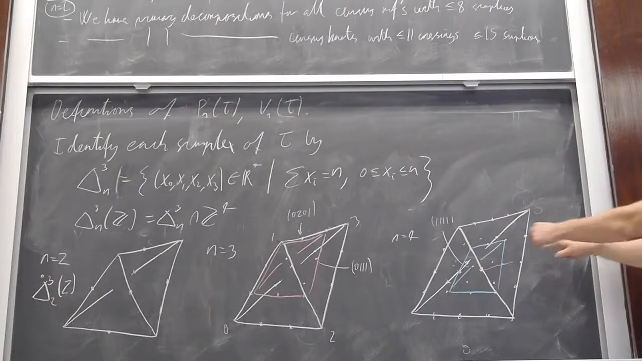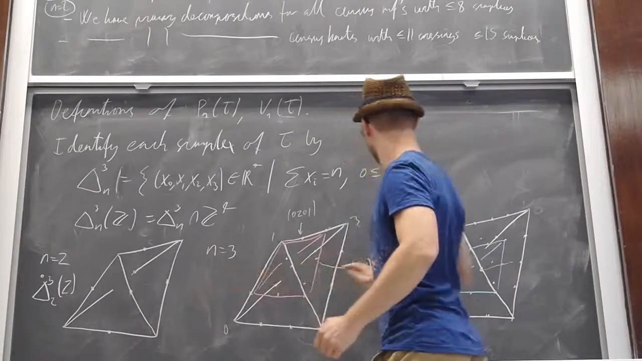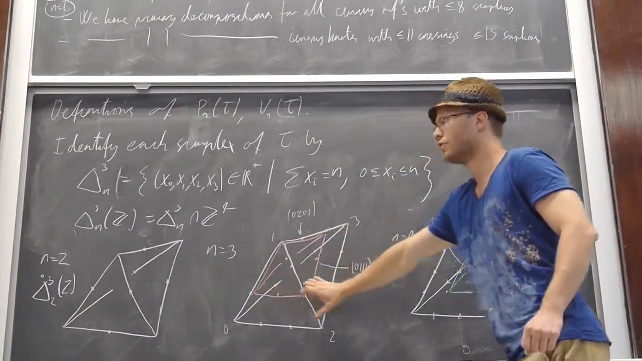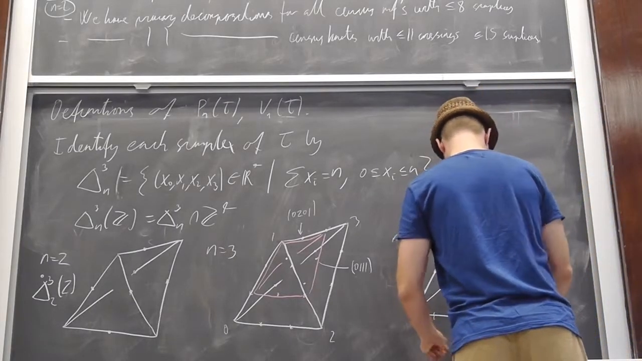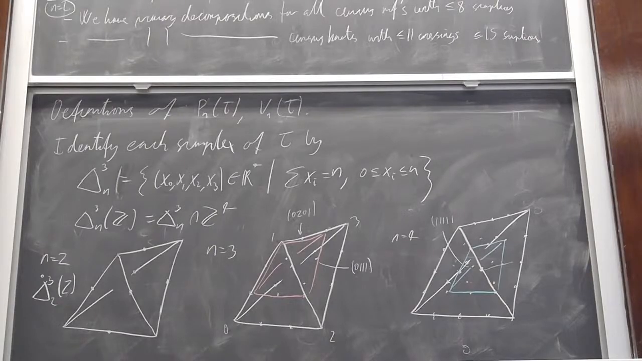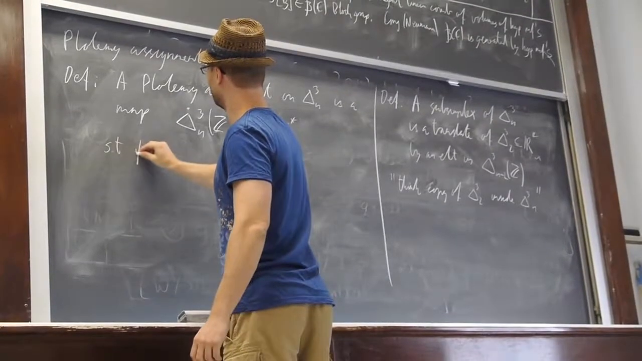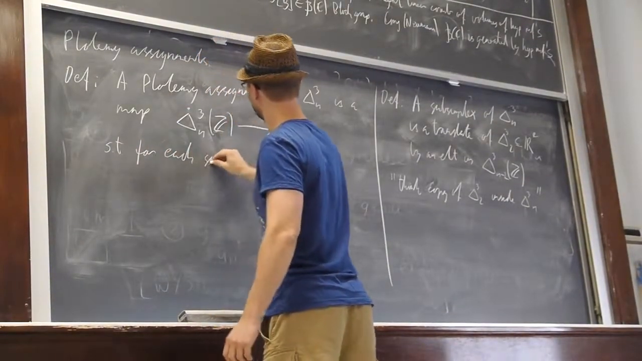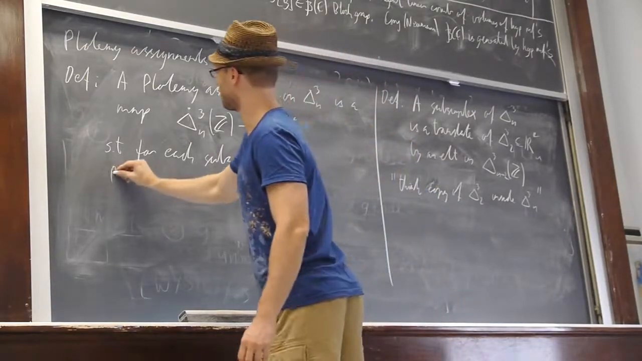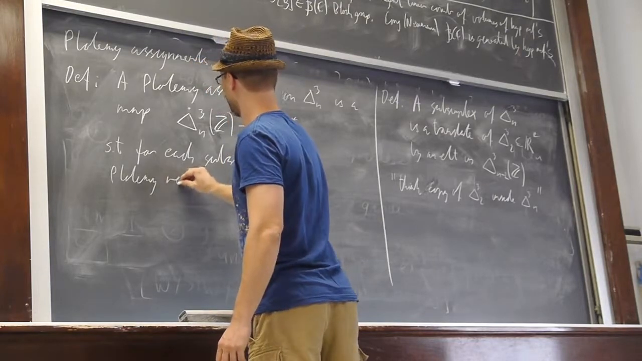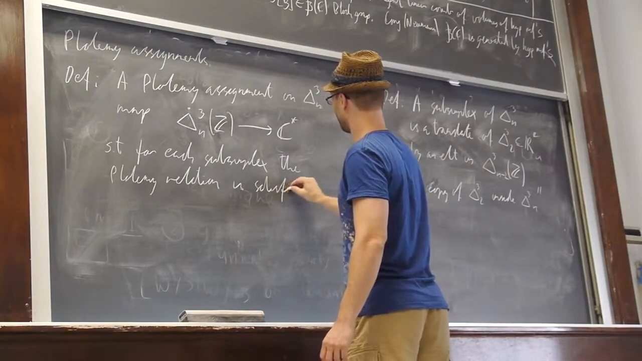So this is also a copy of the 6 Ptolemy coordinates. This is a copy of this gadget inside here. So here there are 4 copies, and here there will be 10 copies. Okay? Such that for each subsimplex, the Ptolemy relation is satisfied. What's the Ptolemy relation?